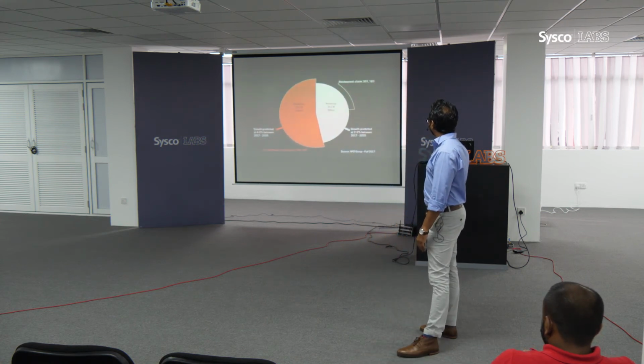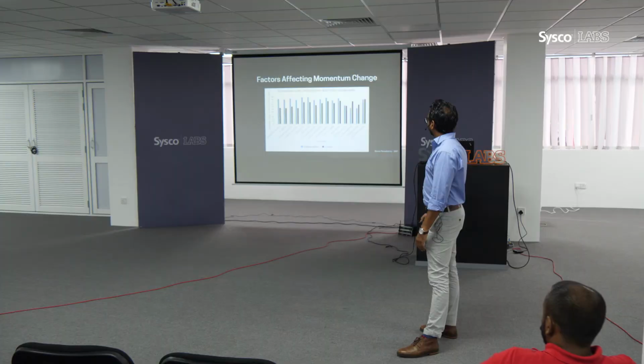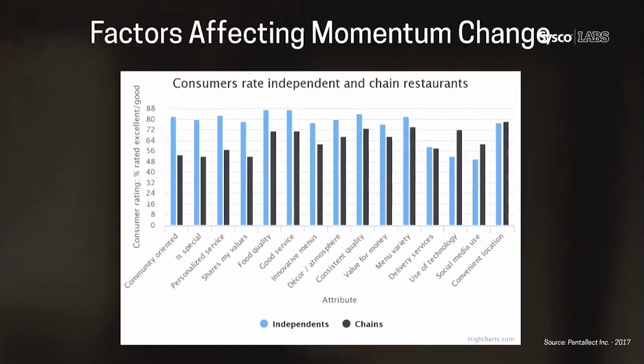What are the factors that these guys look for? These are some of the aspects, again, surveyed by a company called Technomic, a market research company for the food services industry. Things like community orientation, whether it's a special type of food, whether it's personalized service, shares my values, and all of those different aspects, right?